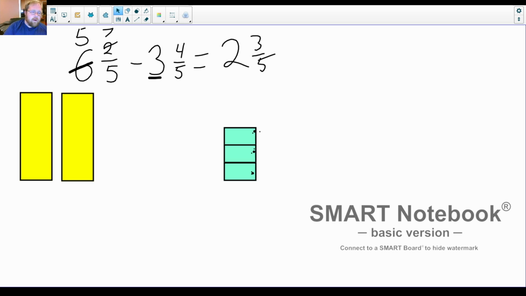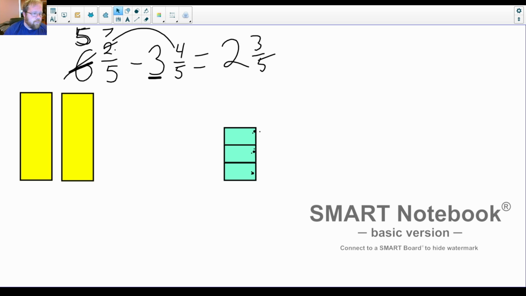If you don't need to do all of that, then all you need to do is think to yourself, I cannot do 2 minus 4. So I need to take one away from the whole, make it 1 less, and then add however many fifths. So 5 fifths, or 6 sixths, 7 sevenths, 1 whole worth.